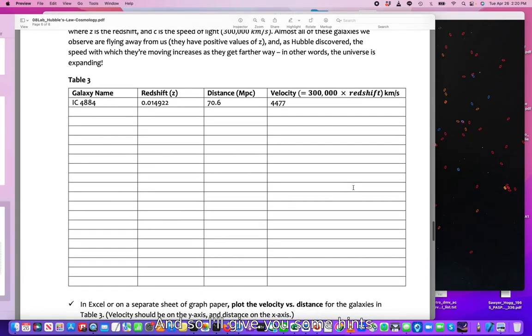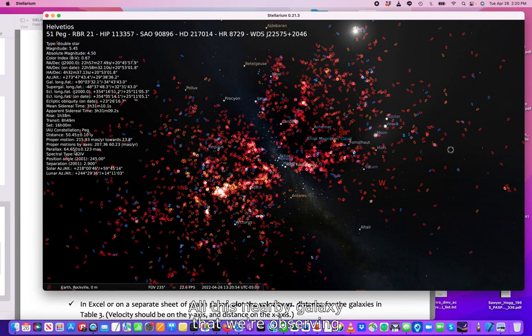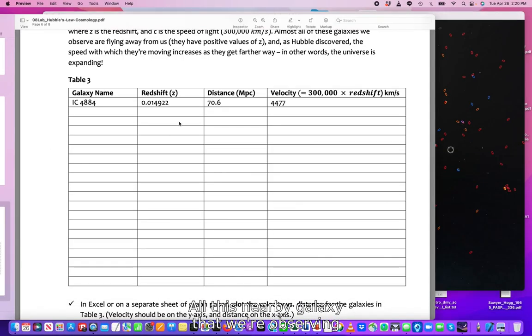Okay, and so I will give you some hints. Redshift should all be low. It shouldn't be like 1.0. That's just not the way it's going to work with the way Stellarium is given to you. All these nearby galaxies that we are observing are typically low redshift, 0.01, 0.001, at most 0.05 or so on. So you're not going to get anything that's too high.